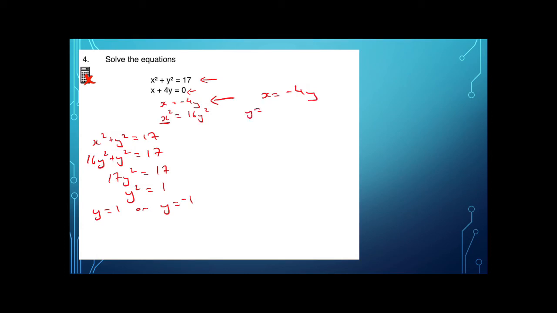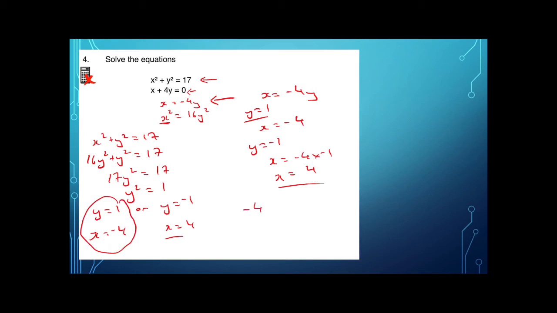So x is equal to negative 4y. When y is equal to 1, x is equal to negative 4. And when y is equal to negative 1, x is equal to negative 4 times negative 1, which is 4. So x is equal to 4 there. So again, we have this ordered pair, the pair of coordinates, and this one here, where the two curves intersect.